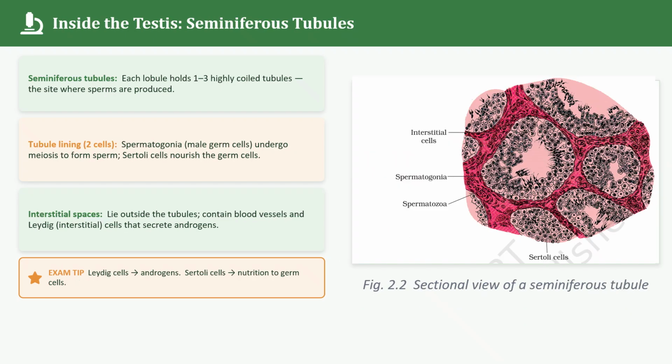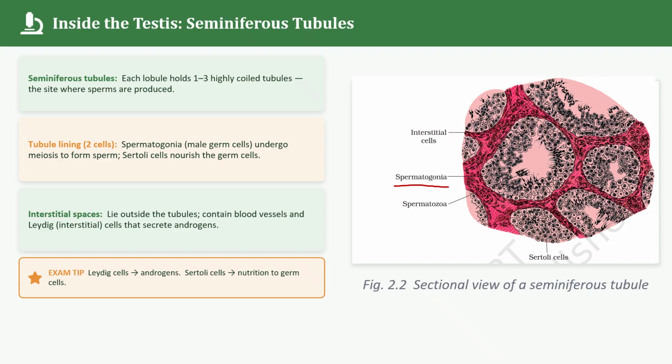Next we are going to see, inside the testis, the seminiferous tubules. Each testicular lobule contains 1 to 3 highly coiled seminiferous tubules, which are the sites of sperm formation. Can you see the spermatogonia here? These are male germ cells that undergo meiosis to produce sperm.